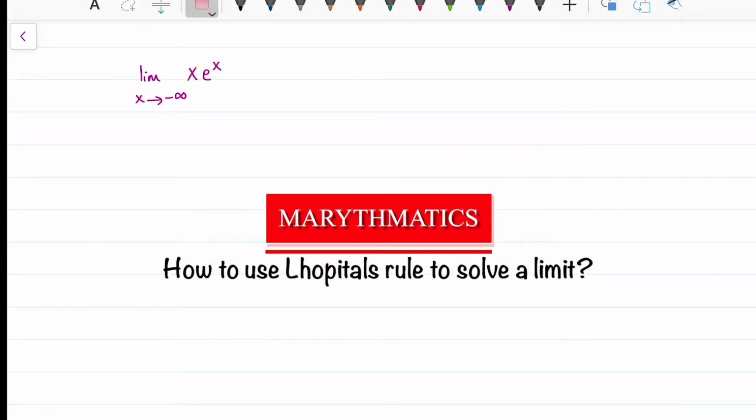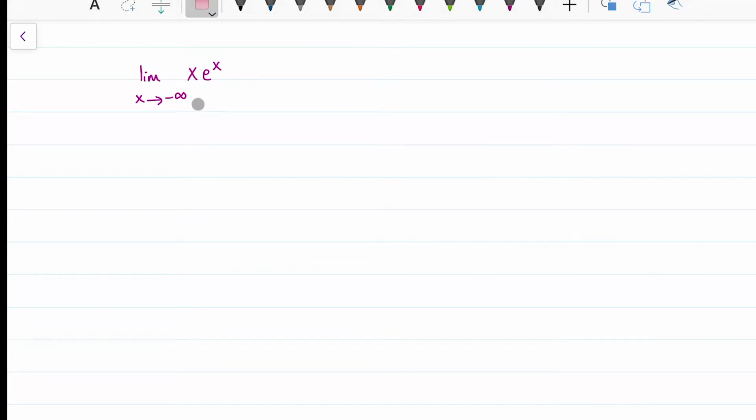In this video, we would like to solve this example, the limit of x e to the x as x goes to negative infinity. Okay, so the first thing we need to do in every limit is to evaluate the function at the point. And the point here is actually negative infinity. So let me plug in negative infinity in here to see what we got.